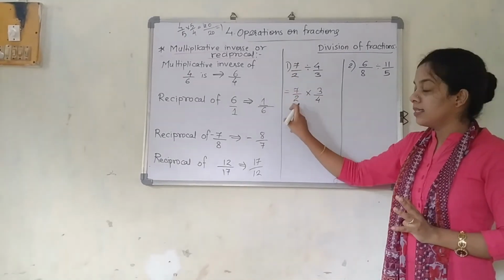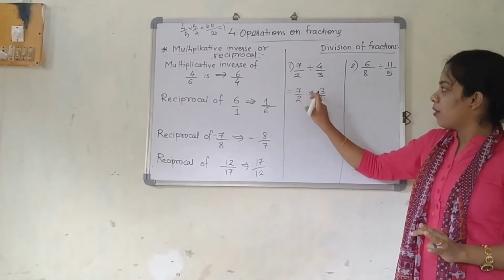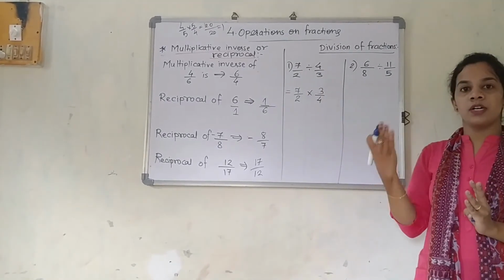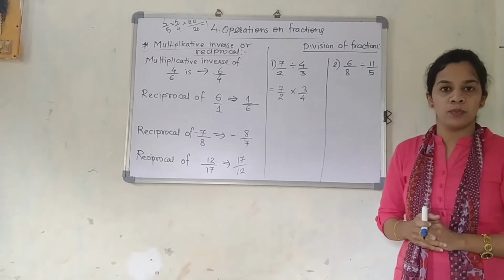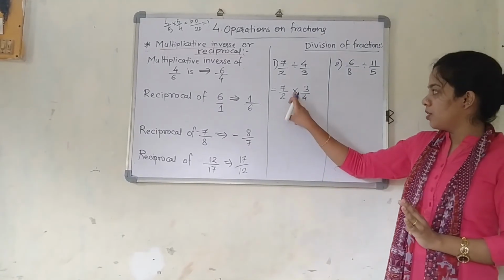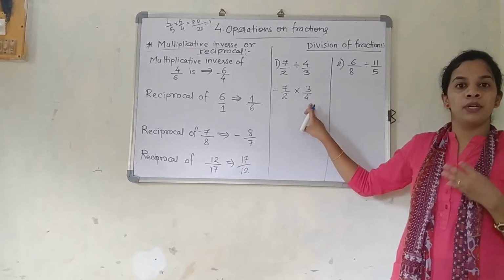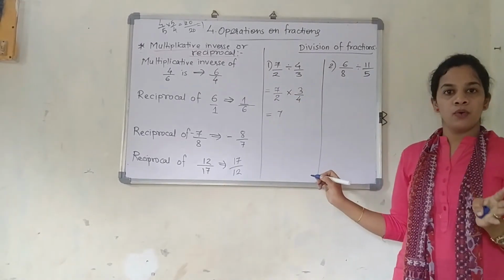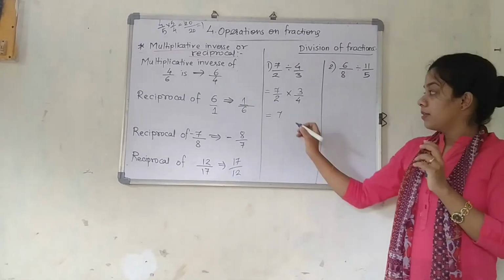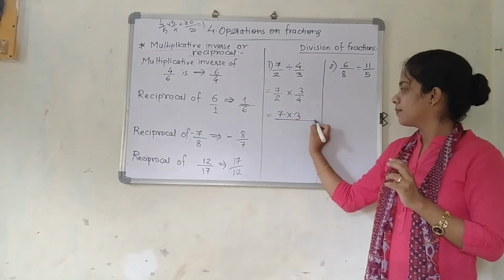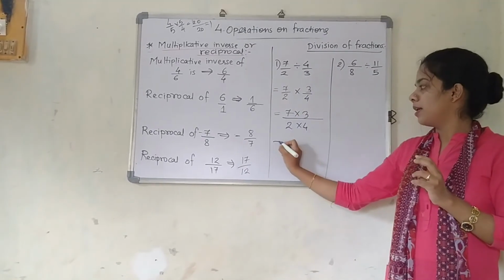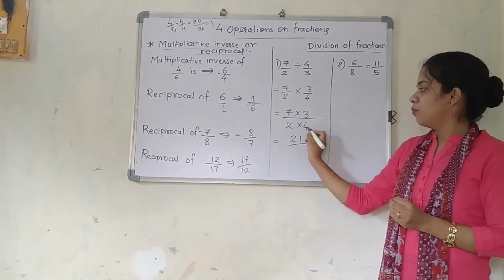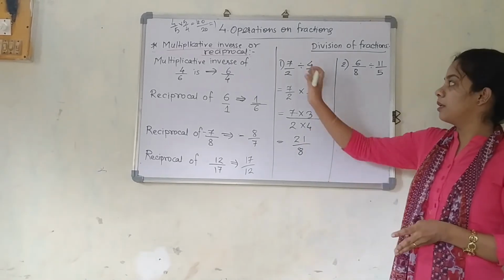See what we have done. 7 upon 2 as it is I have written down. Division got converted into multiplication. Along with that, 4 upon 3 got converted into 3 upon 4, the reciprocal of 4 upon 3. Is this okay? When you are changing the sign, you are supposed to change the number also into its reciprocal. Fine. So now multiplication is there. We know how to multiply fractions. 7 into 3, 2 into 4. Numerator with numerator and denominator with denominator. 7 3s are 21 and 2 4s are 8. So this will be your answer for the division.